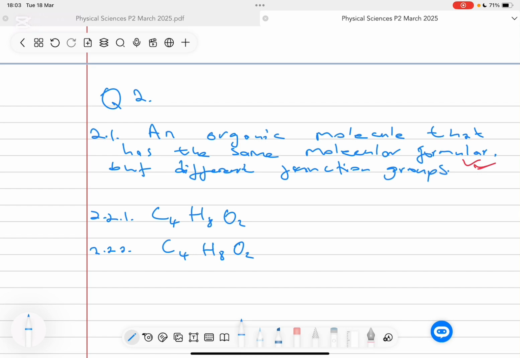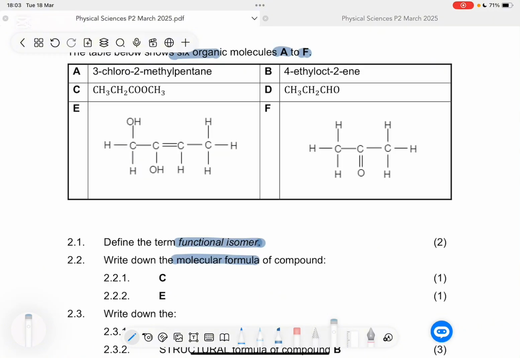Now there's something very interesting that is happening here. When you look at this molecular formula, it is actually the same for these 2 compounds. But when you look at the structure, we can see that we have a different functional group. The functional group that we have here on C is actually an ester.